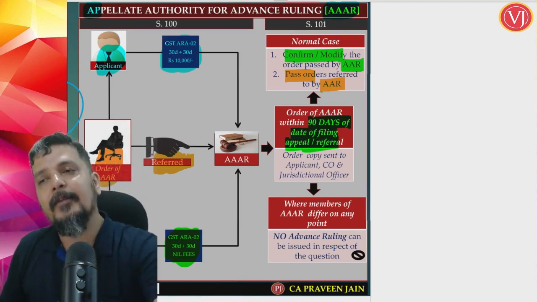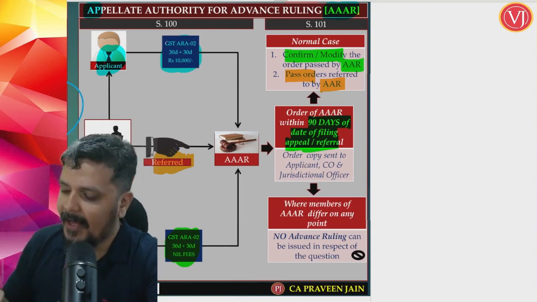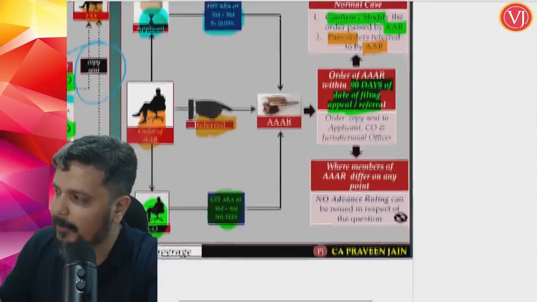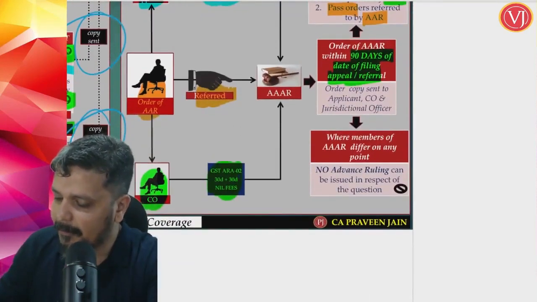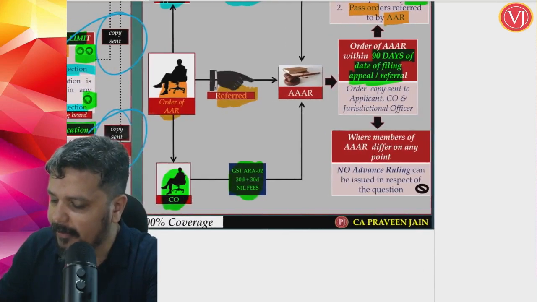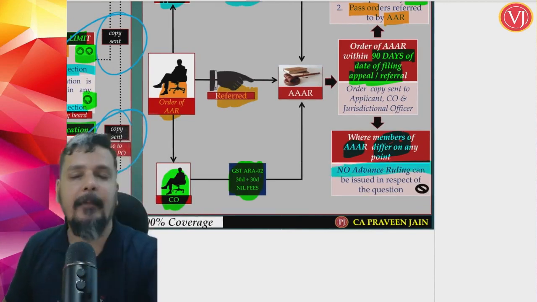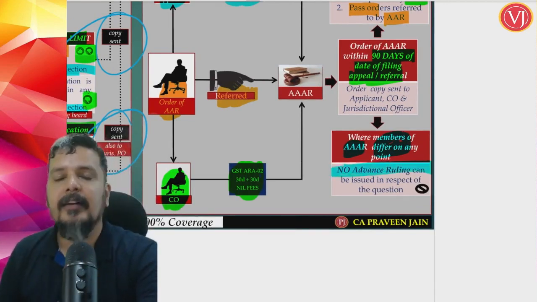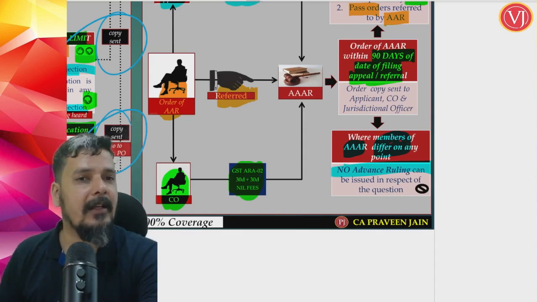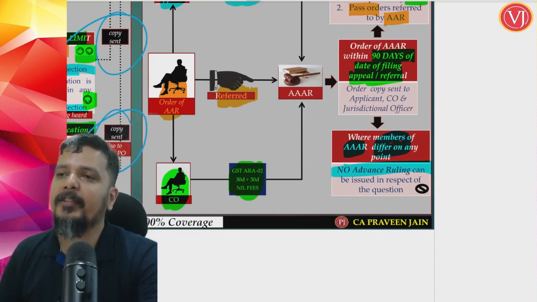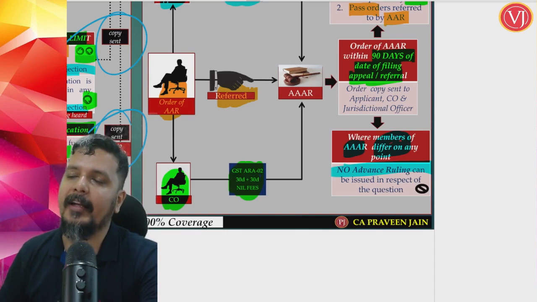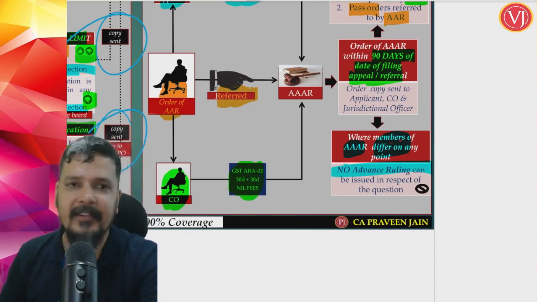Don't you think that the same situation can come in AAAR, where the members are having a difference of opinion? This time, if the members of AAAR are having a difference of opinion, it means advance ruling cannot be given. We are not in a position to give advance ruling, and there is no other remedy. Can you challenge the order of AAR and AAAR in your appeals? No. You cannot challenge it. It is binding on you.